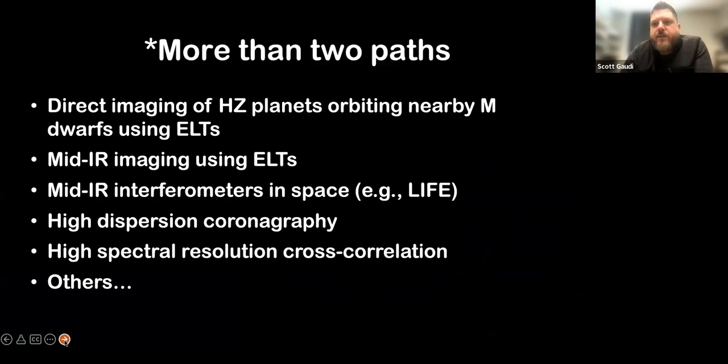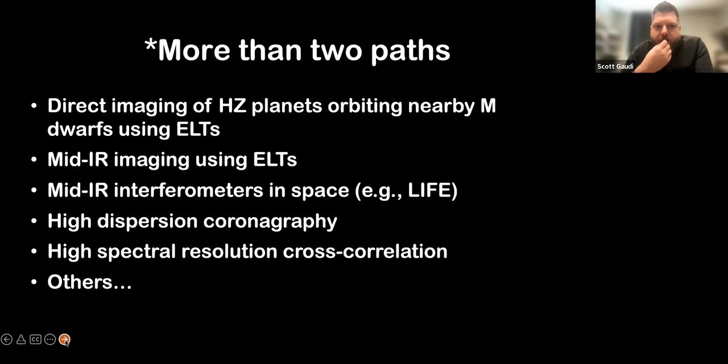Okay, so I mentioned that was an oversimplification. These are the other two paths we have. So with ELTs, we can probably do direct imaging of habitable planets around nearby M stars because the contrast ratio is better. But obviously the separation is smaller, but with ELTs, we have a smaller lambda over D. Of course, this requires adaptive optics.